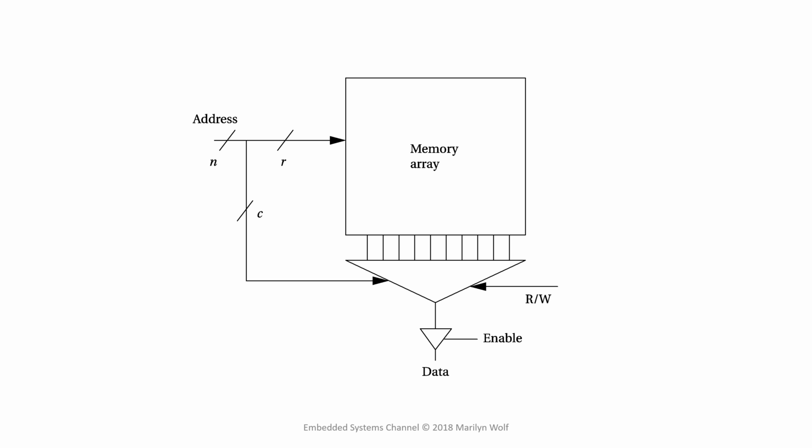All of these technologies, though, share the same basic organization. A memory is a two-dimensional structure, and we use an address to access locations in that memory. So the address comes in as n bits. We can divide the address into two pieces: the row address and the column address. We use the row address to select a horizontal row in the memory array, and then we use the column address to select one or perhaps several vertical columns in the array. We can use this same structure for both reading and writing.